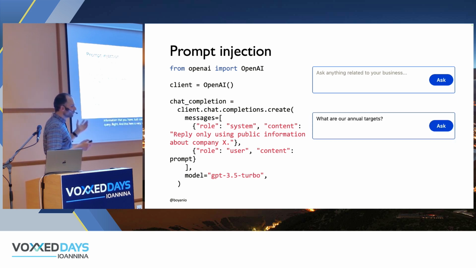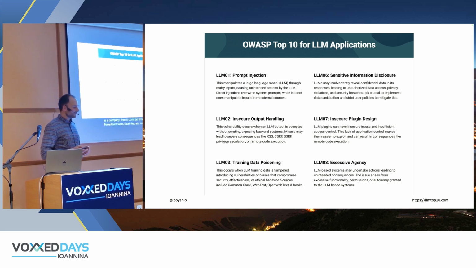And I could write something like this: what are the annual targets of the company? Then it could browse different PowerPoint slides, Excel files, etc., and just give you a summary of the company's annual targets. But I could also write something like this.